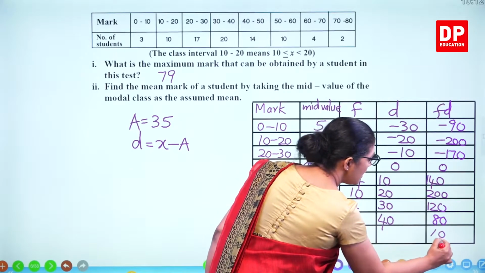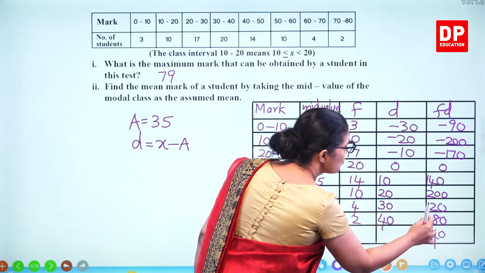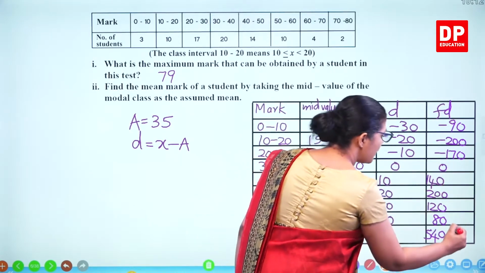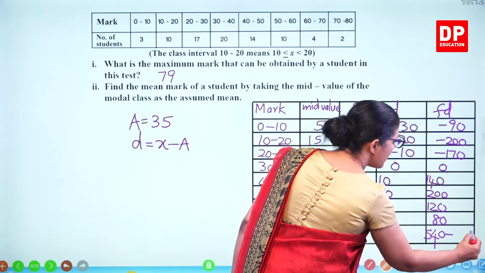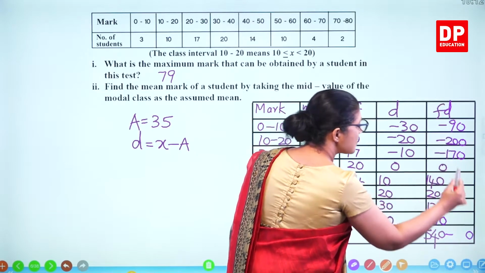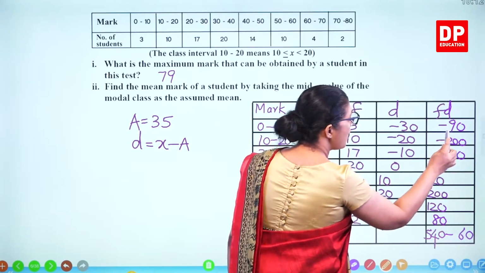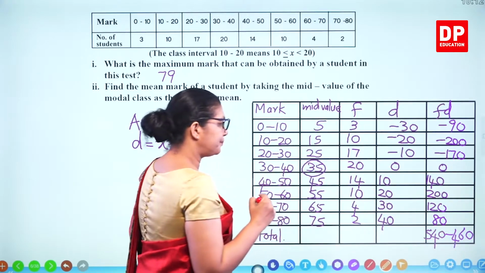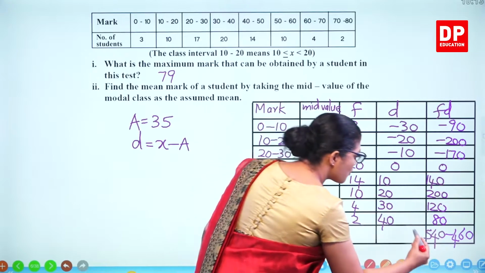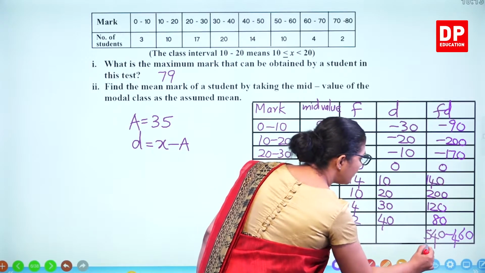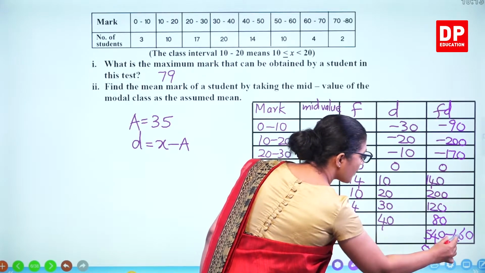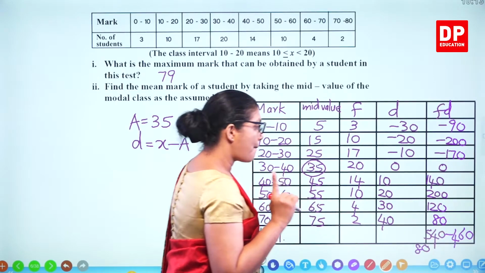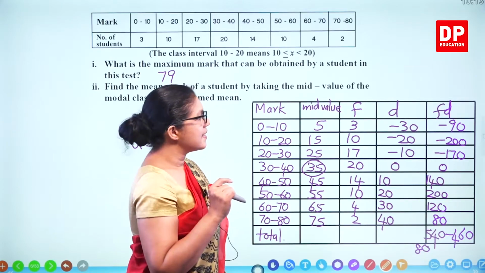10, 14, 1 remaining, 2, 3, 4, 5, 540. Negative values: 0, 9 plus 7, 16, 1 remaining, 3, 4, 460. Now subtract: 80. So 80 is the sigma fd.